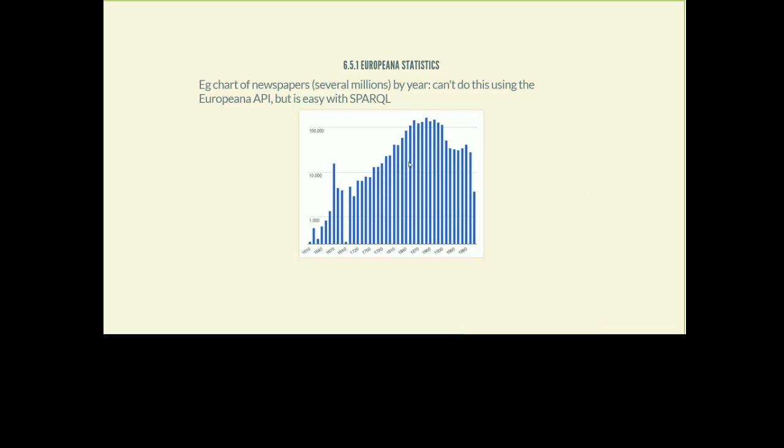This statistical query says give me all of the newspapers using the AT concept for newspaper, and find the date of creation and group them by decade. You couldn't do this with the Europeana API because there are several million, and it will just time out on you. But with SPARQL, it's quite simple to write this using group by and count and so on.